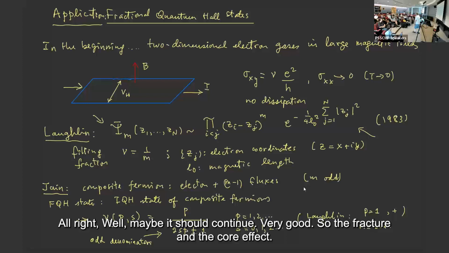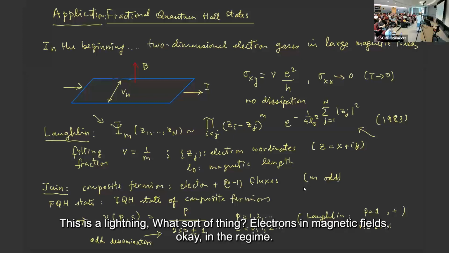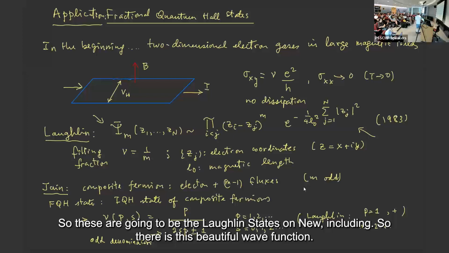Okay. So the fractional Hall effect. This is a lightning review of the fractional effect. Electrons in magnetic fields, in the regime. So these are going to be the Laughlin states only, or including... So there is this beautiful wave function that Laughlin proposed as a joke, as a variational wave function without additional parameters. So it's the ideal wave function.